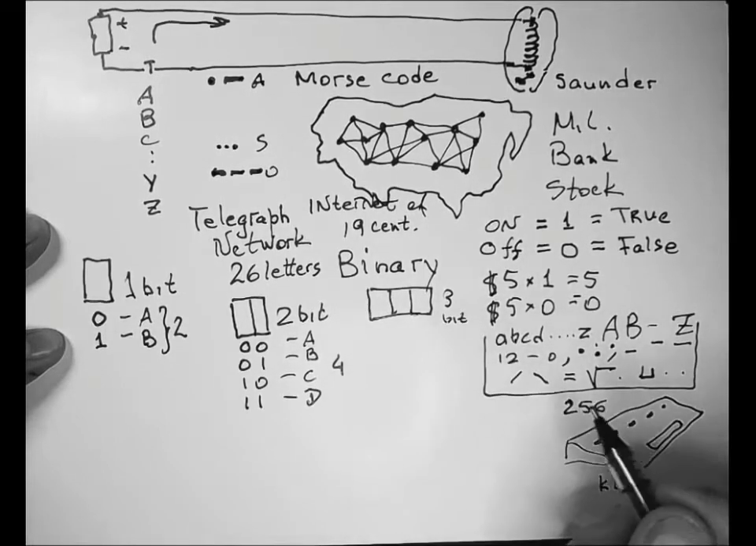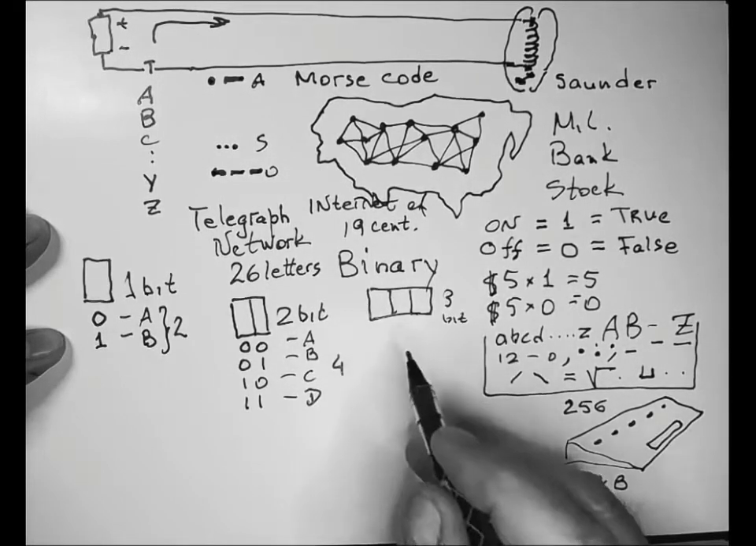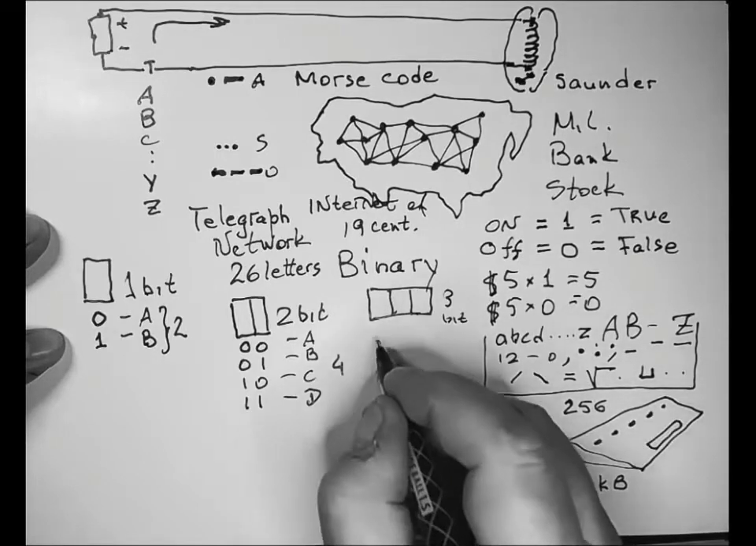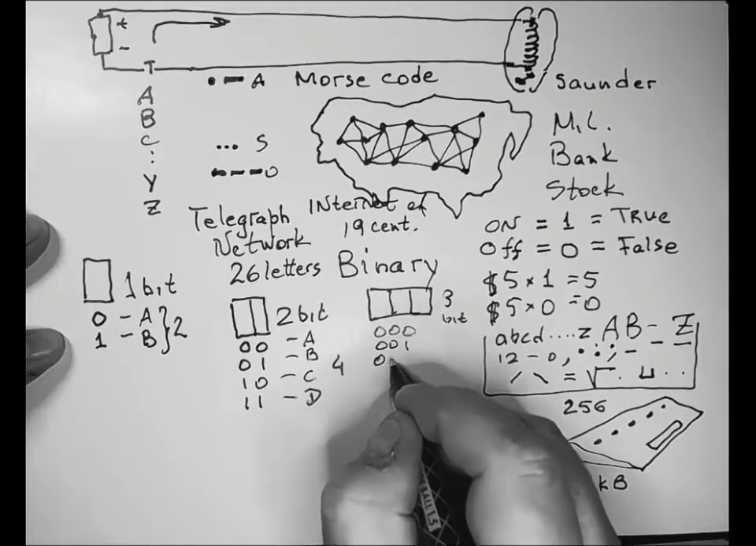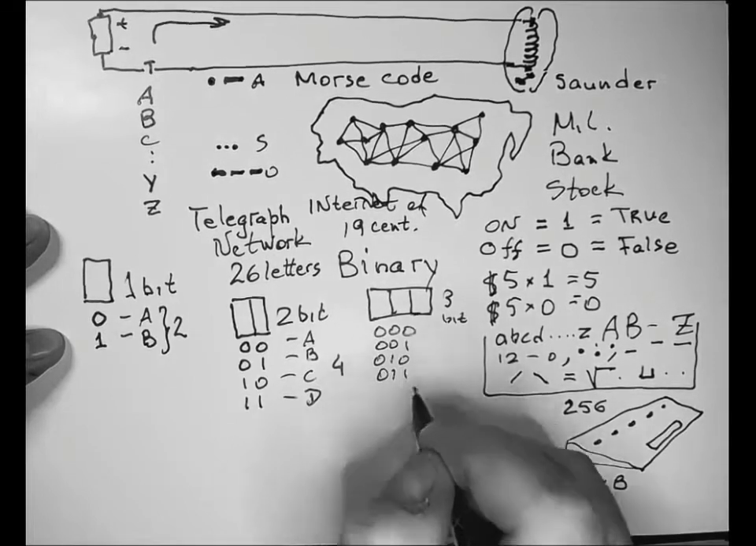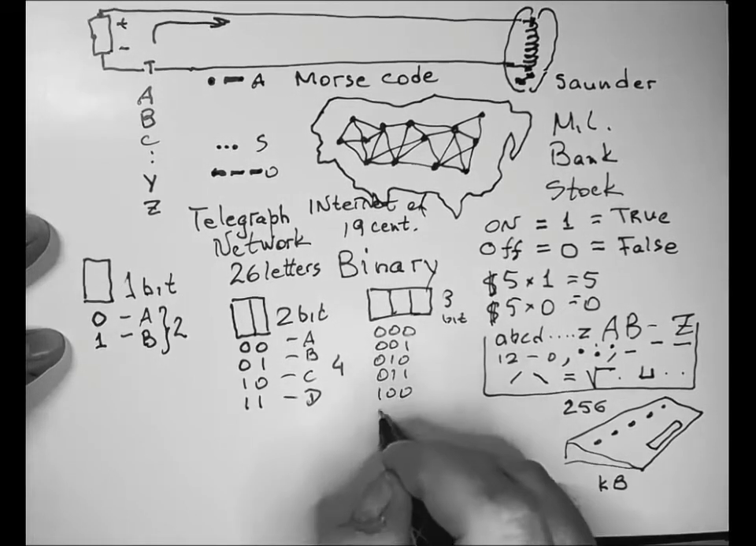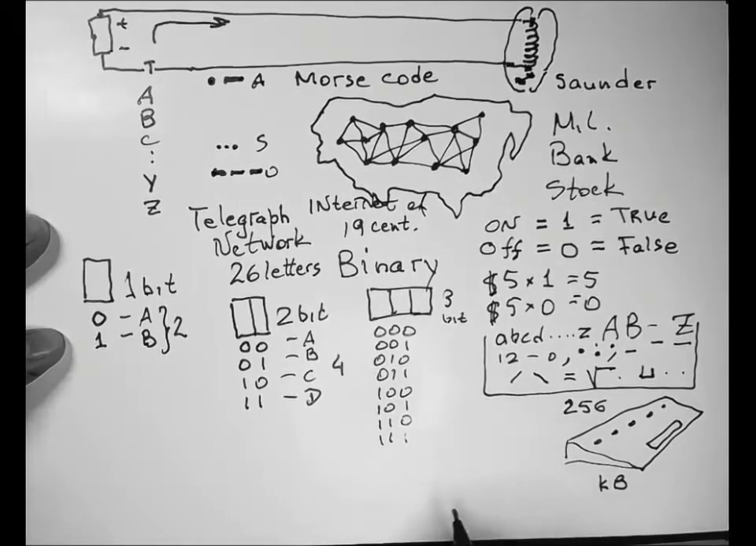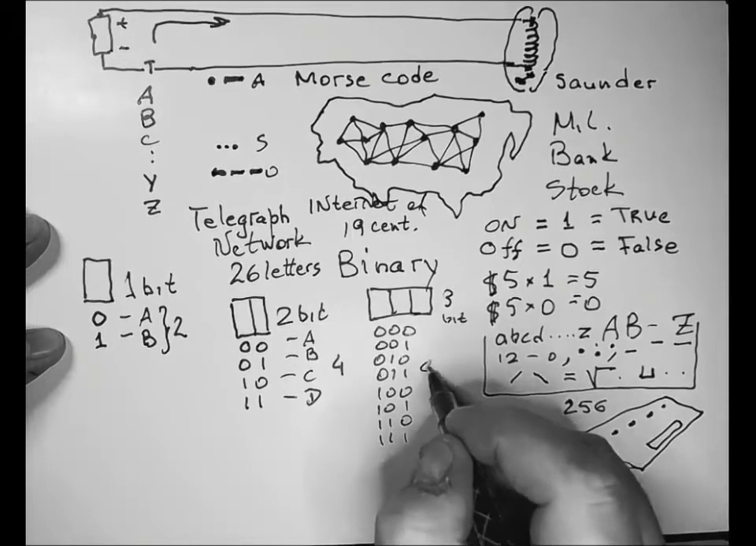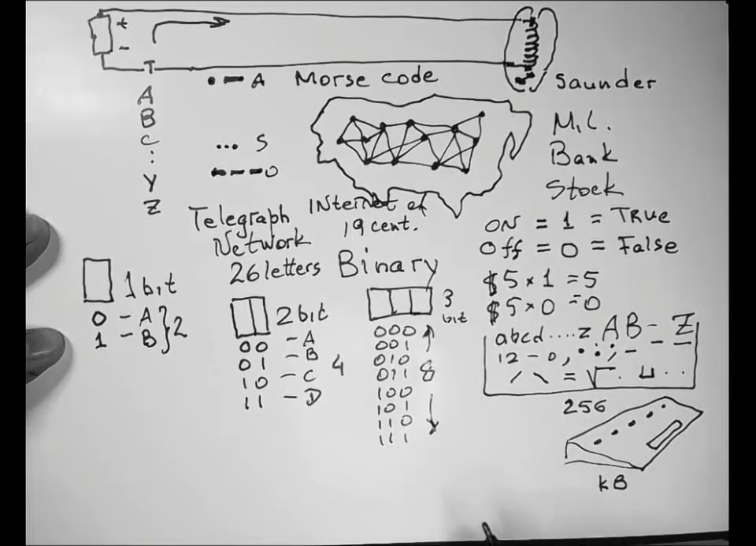Let's see how many combinations we'll have in this case for 3 bits. This is 000, 001, 010, 011, 100, 101, 110, and 111. And this is only 8 combinations. 8 combinations could be A, B, C, D, and then 4 others. That's not enough.